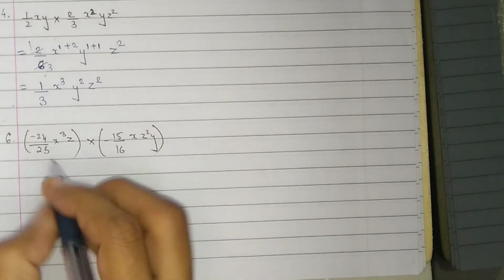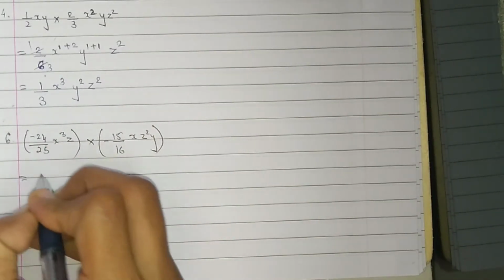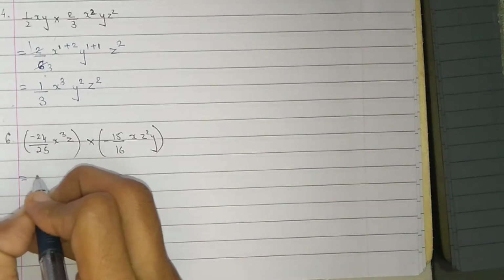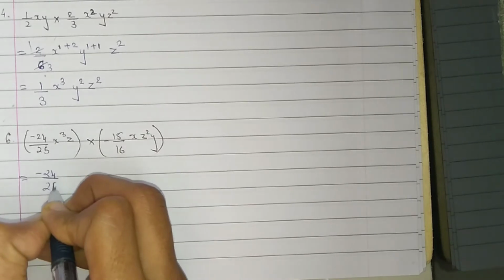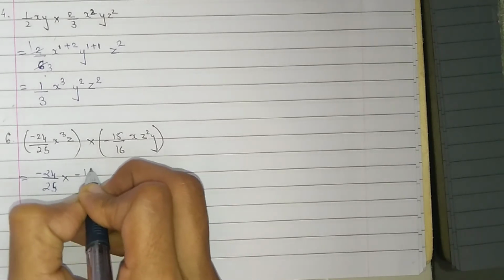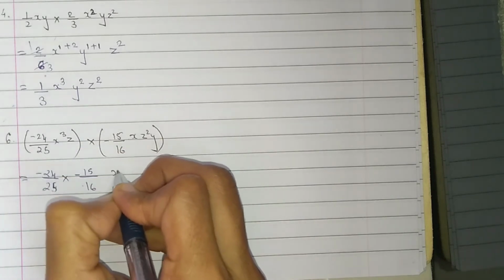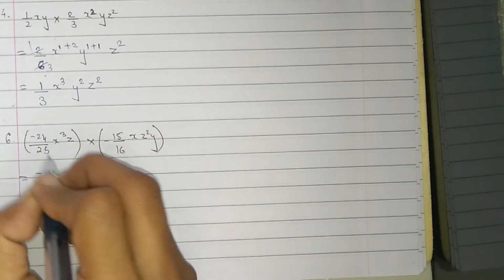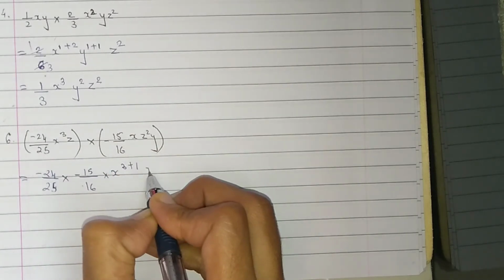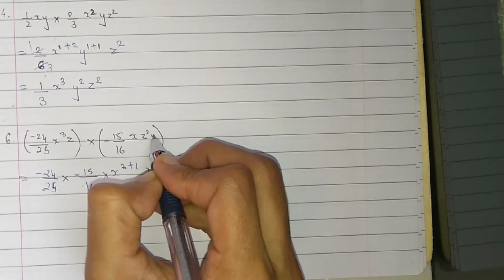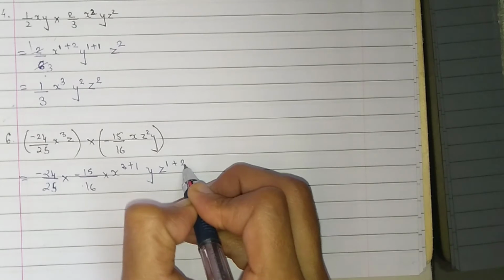Now let us do the sixth one. Here we have to multiply this minus minus. Okay, so I am writing only the fraction, that is minus 24 upon 25 multiplied by minus 15 upon 60. Okay, then x multiplied by x cube, here 1 is there, so plus 1, y, only y is there, so y as it is, and then z 1 plus 2.